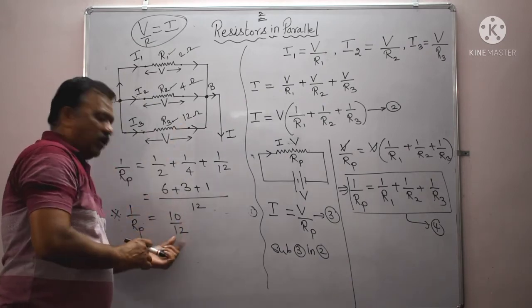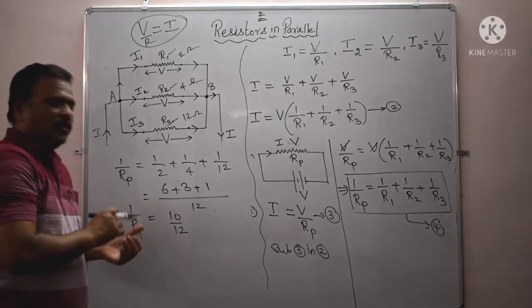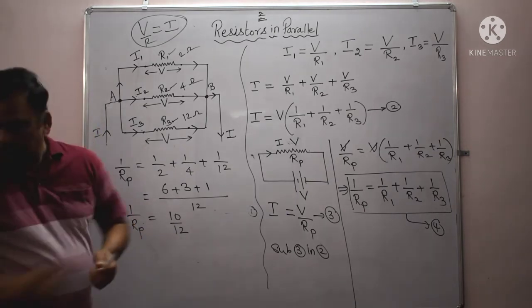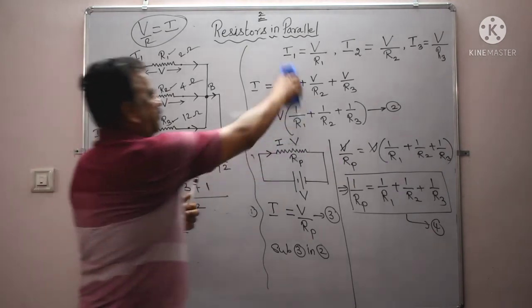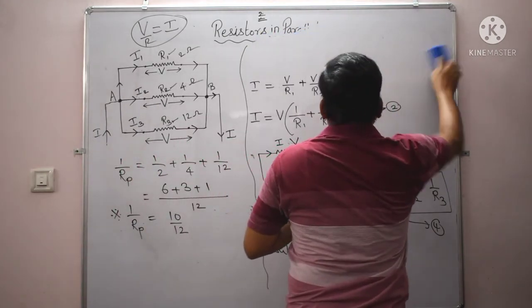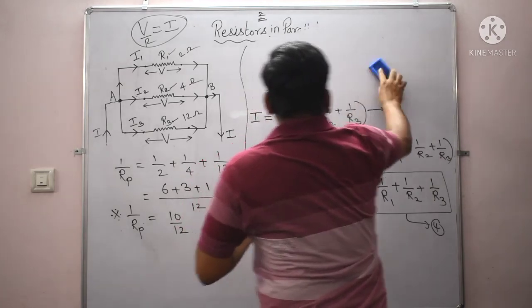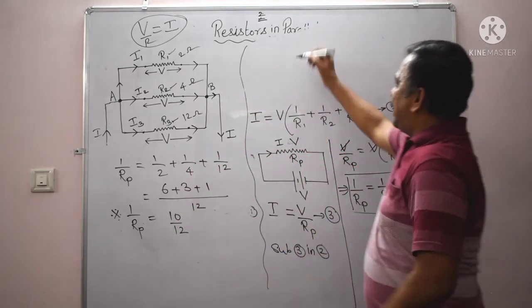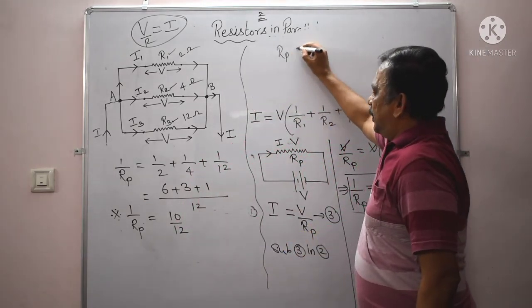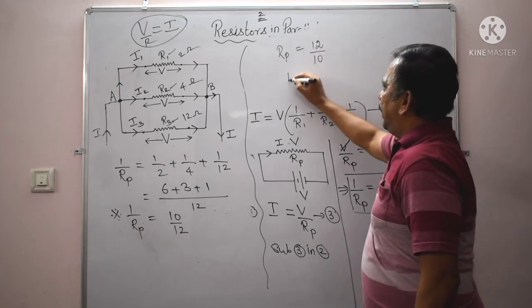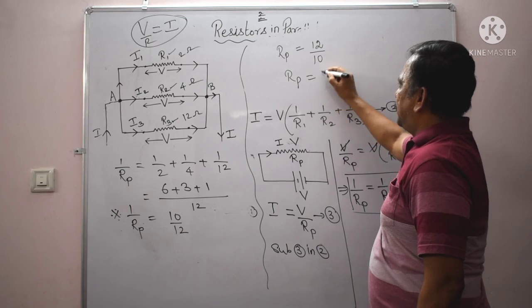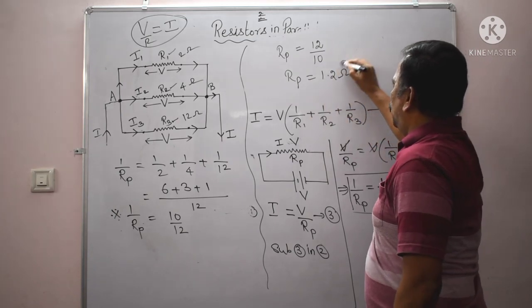So the answer I got here is the reciprocal of effective resistance. Therefore, to get the resistance, I have to take the reciprocal on both sides. So 1 by R sub P is equal to 10 by 12. When reciprocated, it will give me 12 by 10. Therefore, R sub P is equal to 1.2 ohm.